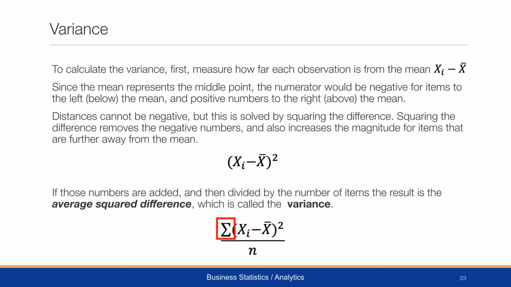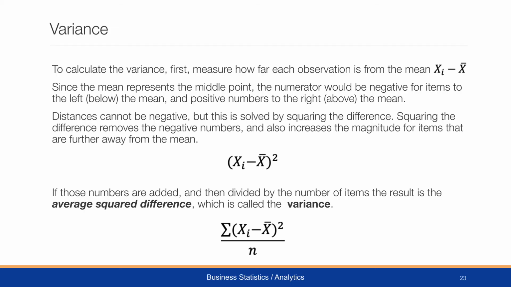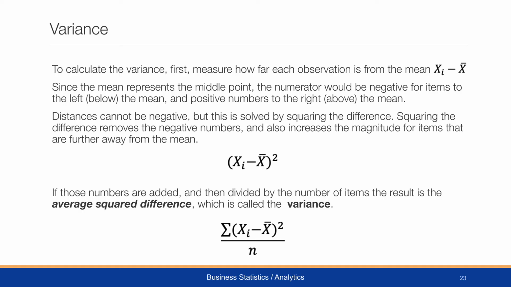If those numbers are all added up, shown by this sigma, and divided by the number of items that we have, the result is what we would call the average squared distance, and that is what the variance is. It's each individual observation minus the sample mean. We square them to get rid of the negative and enhance the items that are further away. We're adding them all up and then dividing by n. Again, when we added up all the values and divided by n, that was our average. So this is basically nothing more than the average squared distance, and that is the variance.